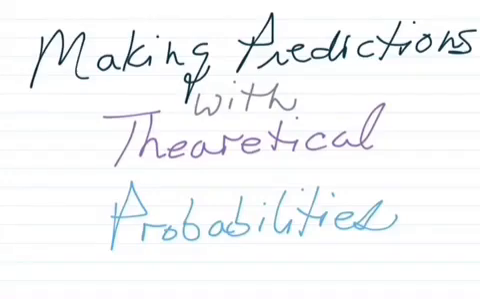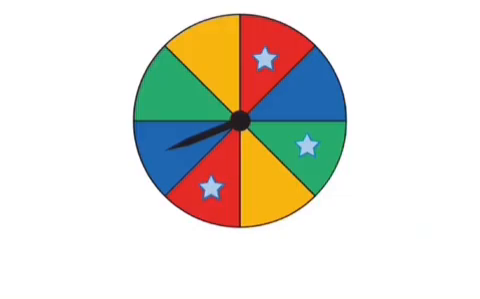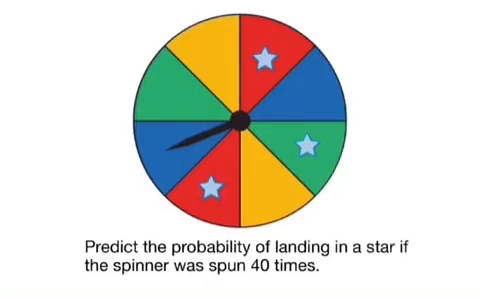So let's talk about making predictions with theoretical probabilities. If we get a probability of a single event, how could we predict how many times that probability would occur if that event were repeated? We're going to start with this spinner, and we have this little prediction to make. It says predict the probability of landing on a star if the spinner was spun 40 times.